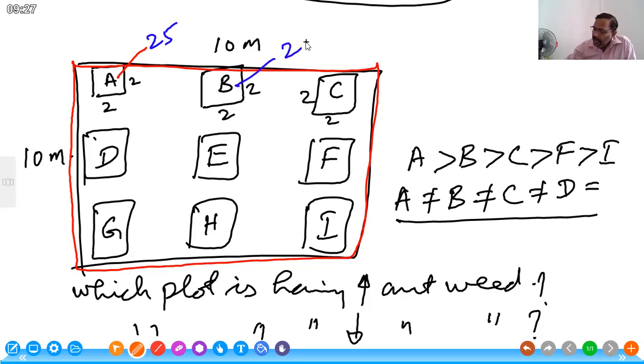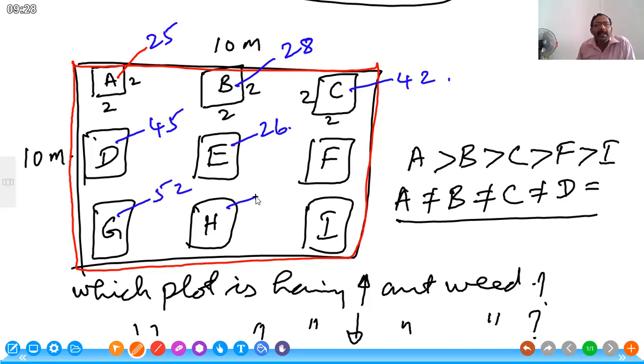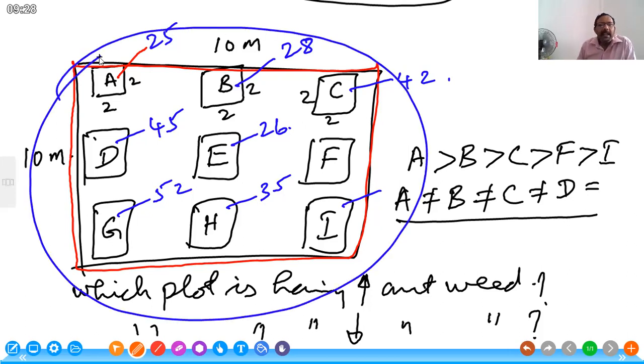Here I have 28. Here 42. Here 26. Here 45. Here 52. Some numbers I'm just saying. Here 35. Right? So likewise, is there any pattern here in this gradient?